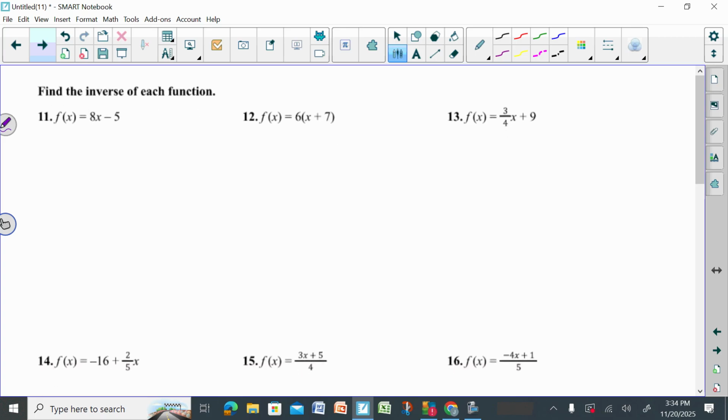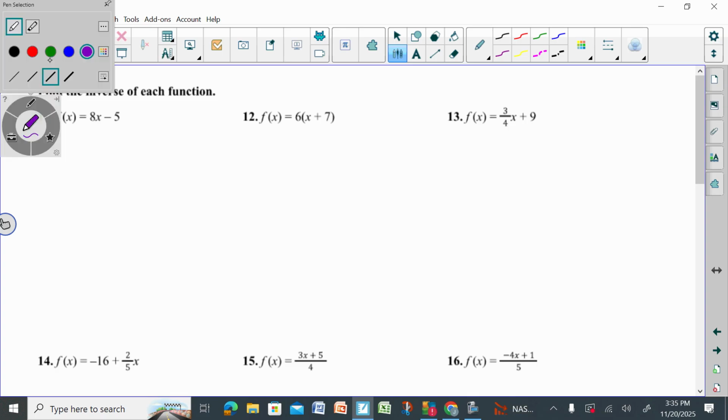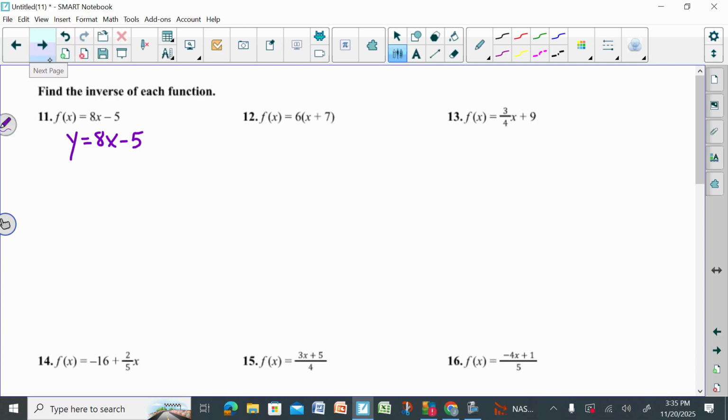Okay, so I'll do number 11 with you, and then I'll pick another one in here to do with you. Number 11, f of x equals 8x minus 5. So the first thing we have to do is just change f of x into a y. Bring the y value into the equation. F of x is just fancy for y.